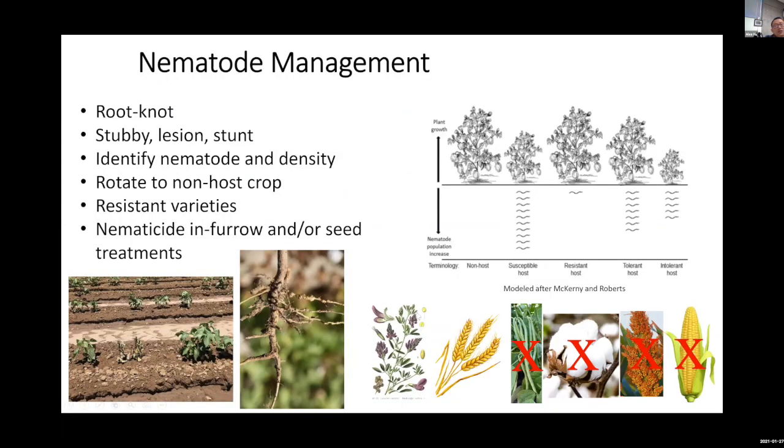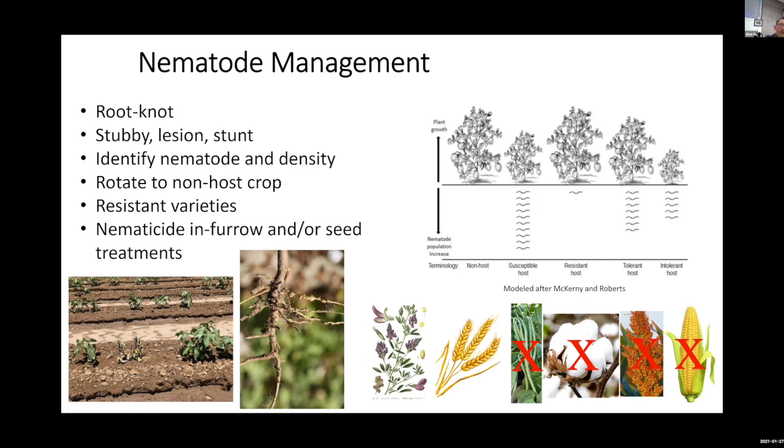So the next disease is nematode. Root knot nematode in the state is the issue, especially in fields that have been planted with cotton year after year with no rotation. In addition to root knot nematode, we also have stubby nematode, lesion nematode and stunt nematode. It seems to me, especially in the early season, those stunt or stubby nematodes seem to be on the rise.